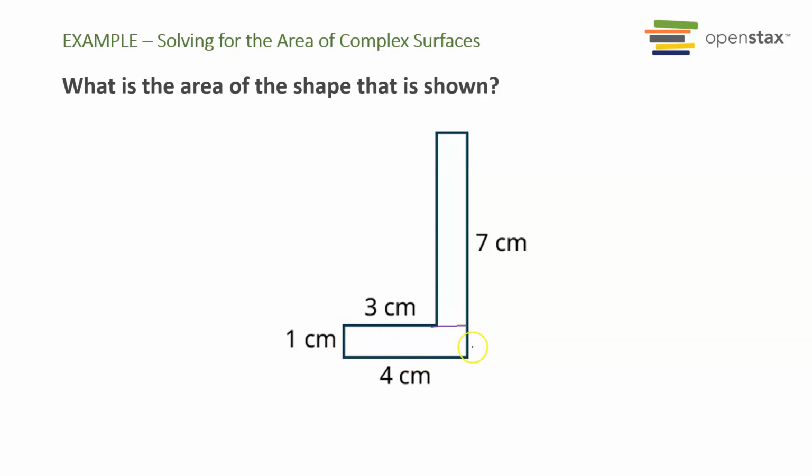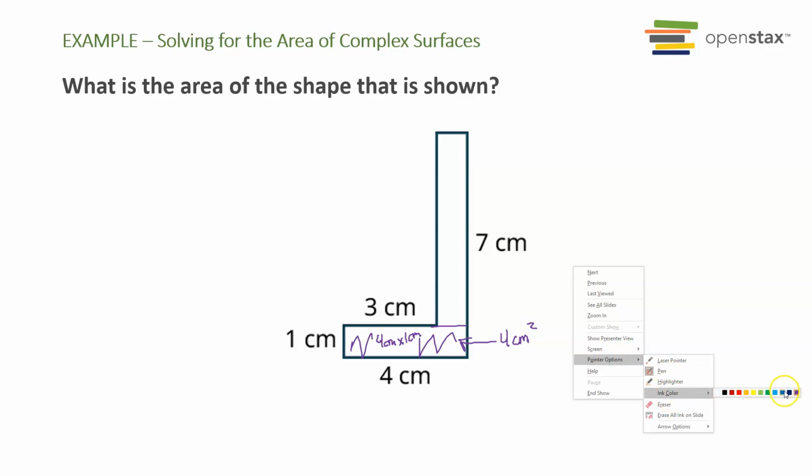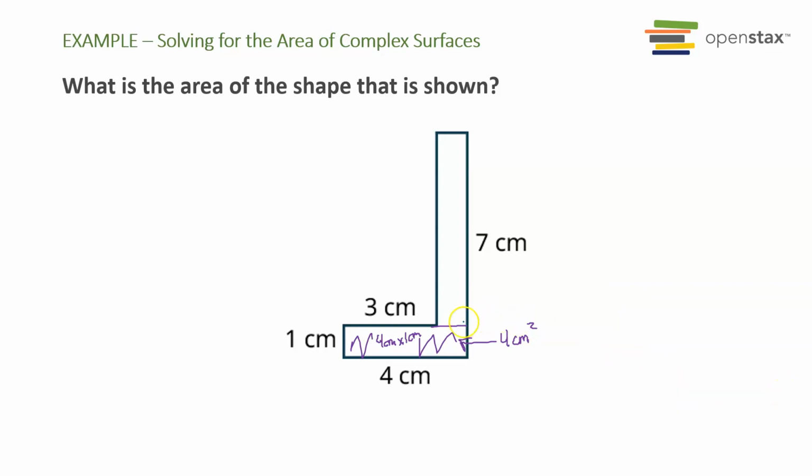So we're finding first the area of this little rectangle here, and that's going to be 4 centimeters by 1 centimeter. So this rectangle is going to be 4 square centimeters. And now the next rectangle, let me change colors of my pen here, is going to be inside here.